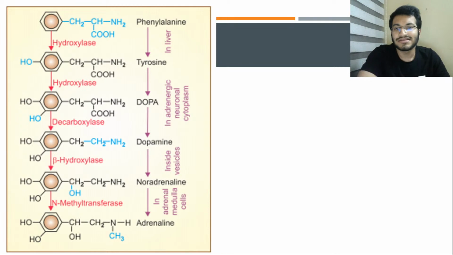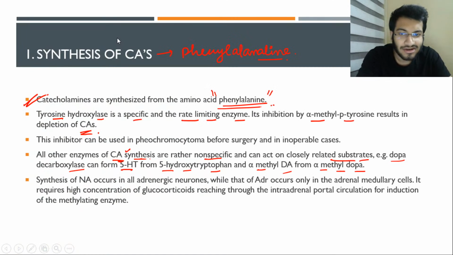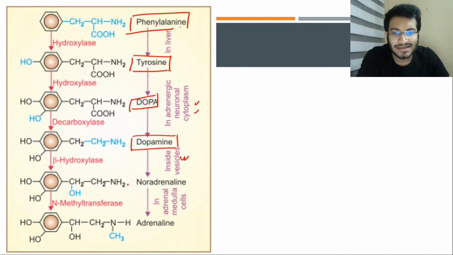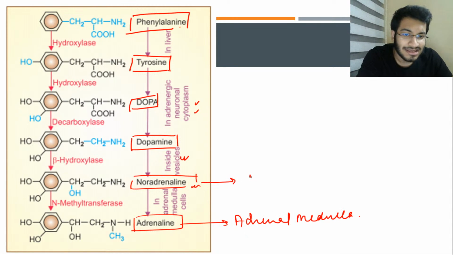Right, so this is the main mechanism. Phenylalanine is the first step, and there is tyrosine hydroxylase. So phenylalanine is converted to tyrosine. Tyrosine is further converted to dopa. In the adrenergic neuronal cytoplasm, dopa gets converted to dopamine, and inside vesicles, dopamine gets converted to noradrenaline. Noradrenaline gets converted to adrenaline, but adrenaline is only formed in the adrenal medulla. Noradrenaline acts all over the body.